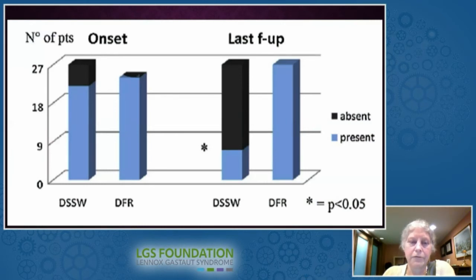And then here is from the Ferlazzo study looking at the change in EEG. So first of all, the slow spike wave at onset, we can see it present in the majority of patients. And then you can see at the last follow-up, the number with slow spike wave in the blue here is much decreased. The fast recruiting rhythm is frequent at onset, and it still is very, very frequent at follow-up. So that generalized paroxysmal fast activity or recruiting rhythm does tend to persist.